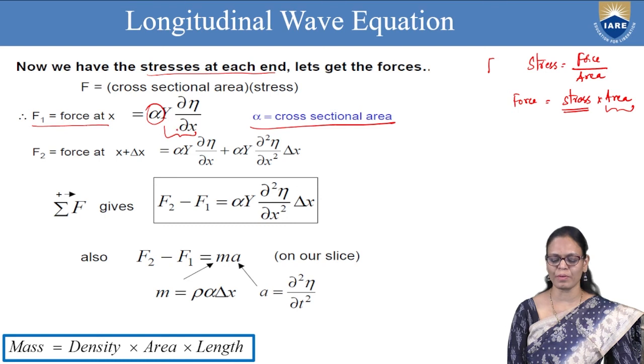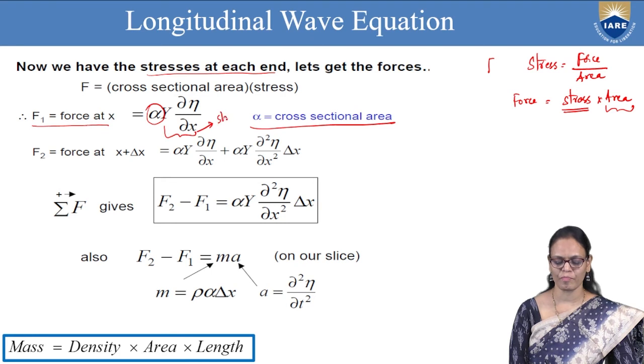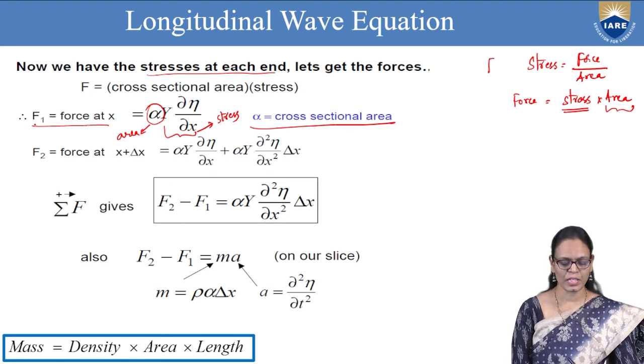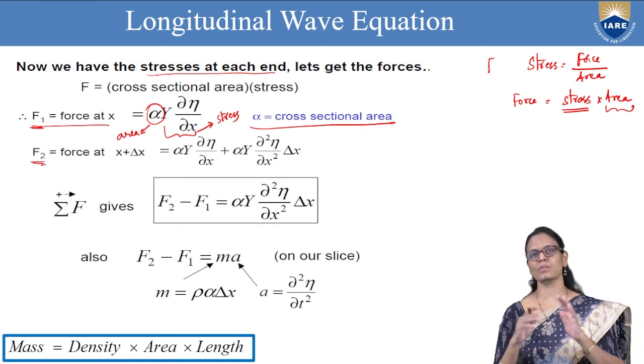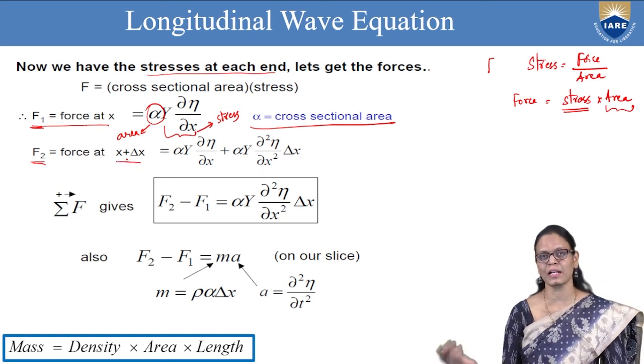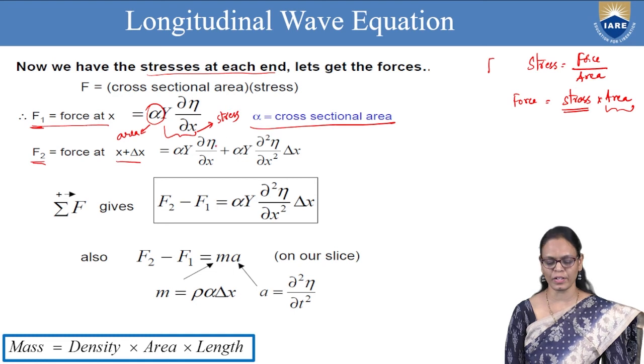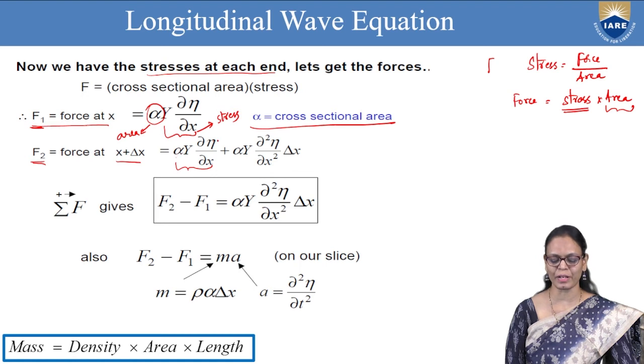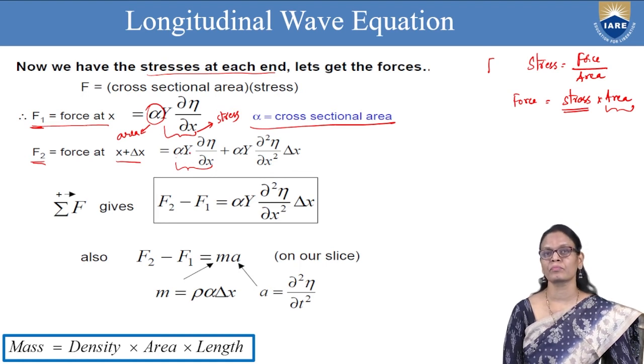So force is given by stress into area. So this is the stress and this is the cross-sectional area. This is F1. Then what is F2? We are talking about two forces on either end of the slice. So F1 and F2, F2 will be at x plus delta x, the other end. So at x plus delta x, it will be alpha Y ∂η/∂x. This is the area multiplied by the stress at x, and this is the area multiplied by the stress at x plus delta x.